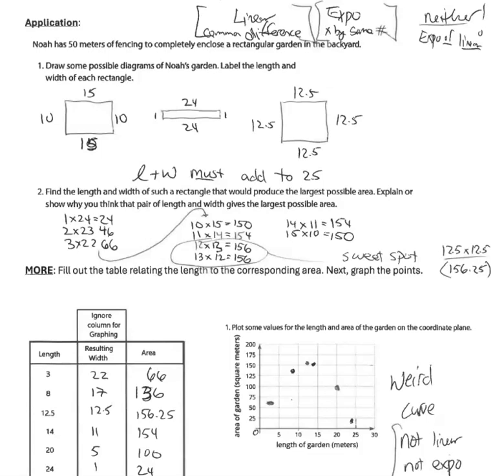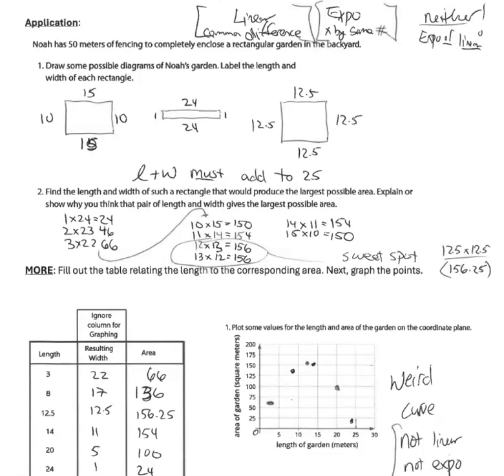I went to 3 and 22. It got bigger, 66. I said, I'm going to jump a bunch. So I skipped 4, 5, 6, 7, 8, and I went to 10 and 15. 10 and 15 gets you 150. I was like, that's even bigger. Then I went to 11 and 14, and that gets you 154. And I was like, that's awesome. So I went to 12 and 13, and that was 156. And I was like, okay, well, 13 times 12 must be even bigger. And when I did 12 times 13, you ended up with 156.